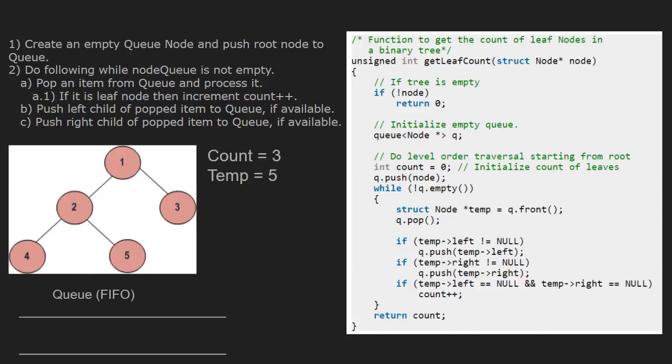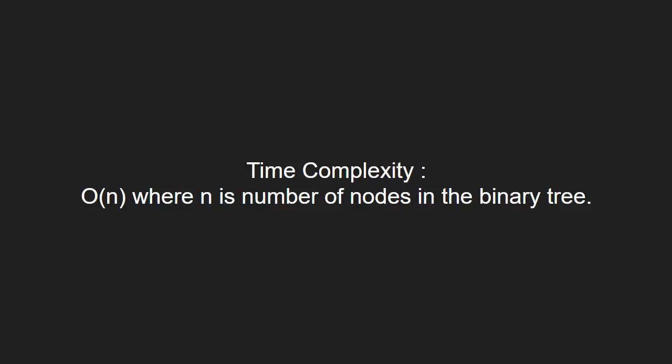Now let's have a look at the time complexity of the program. This code will run in big O of n complexity, where n is the number of nodes in the tree. With this, we come to an end of this tutorial.